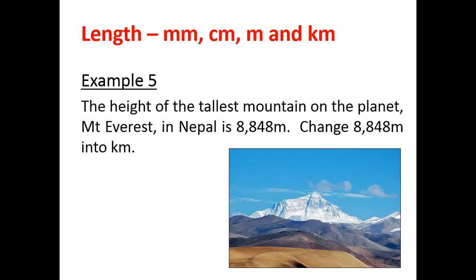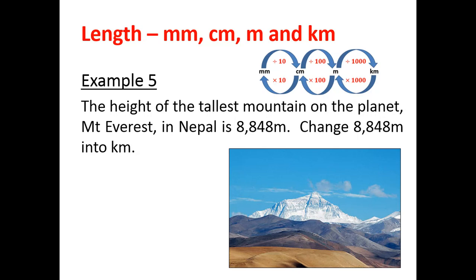Alright, example 5. The height of the tallest mountain on the planet, Mount Everest, which is in Nepal, is 8,848 meters. Change 8,848 meters into kilometers. Well, one more look at the diagram. We're changing meters into kilometers. We need to divide by 1000, so 8,848 divided by 1000 gives 8.848 kilometers.